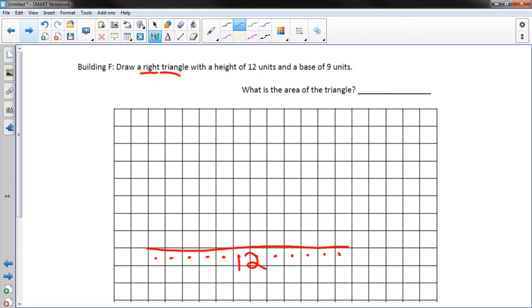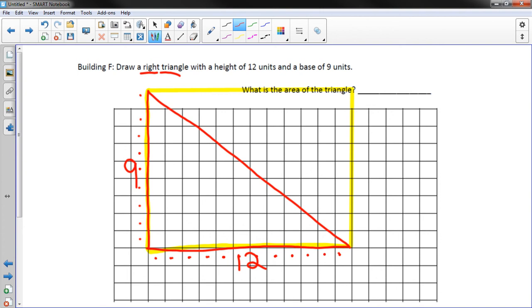And a base of 9 units. 1, 2, 3, 4, 5, 6, 7, 8. Oh, ran out of room. 9. I also have to imagine there's one up there. So you might want to wait on this one. And I want to imagine there's a rectangle here. And now I'm going to cut it in half. Like that.